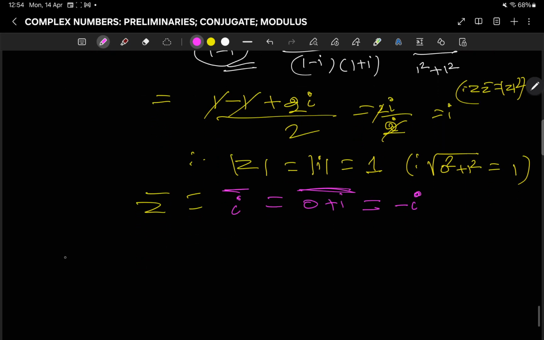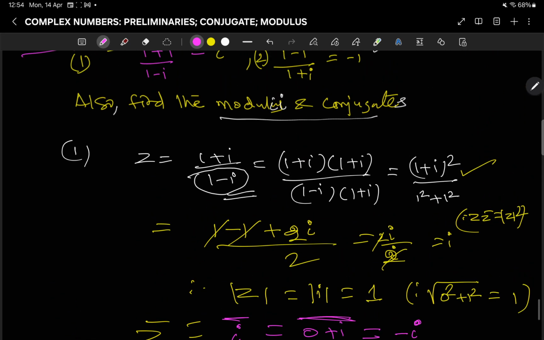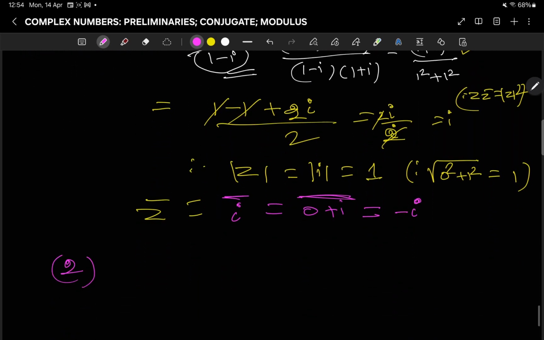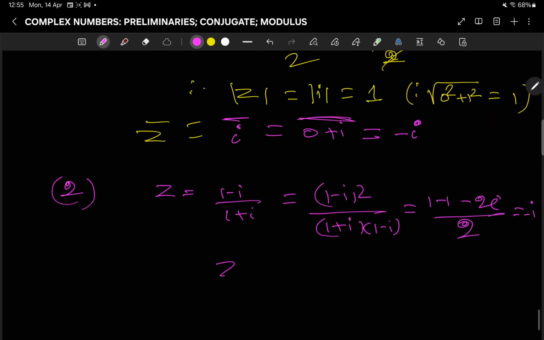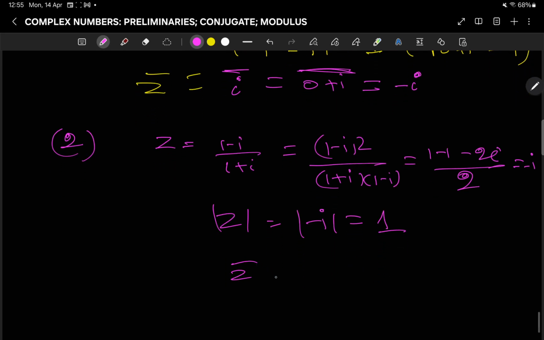So similarly here coming to your second, z is equal to (1 minus i) by (1 plus i). You can make it (1 minus i) square by (1 plus i) into (1 minus i). So this is equal to (1 minus 1 minus 2i) by 2. So this is equal to minus i. So what is your z conjugate here? |z|, here |minus i|, is equal to 1, and what is your z conjugate? It is conjugate of minus i, so it becomes plus i. So this is your solution answer.